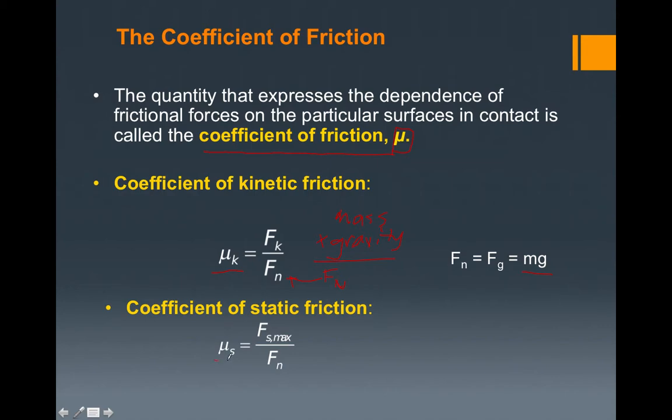And then your static friction is mu sub s equals your max static friction divided by your normal force again. So this is a ratio. Your force of friction compared to your normal force is your ratio. And that's going to give us our mu value, which you will be given in a table in order to calculate forces due to friction.